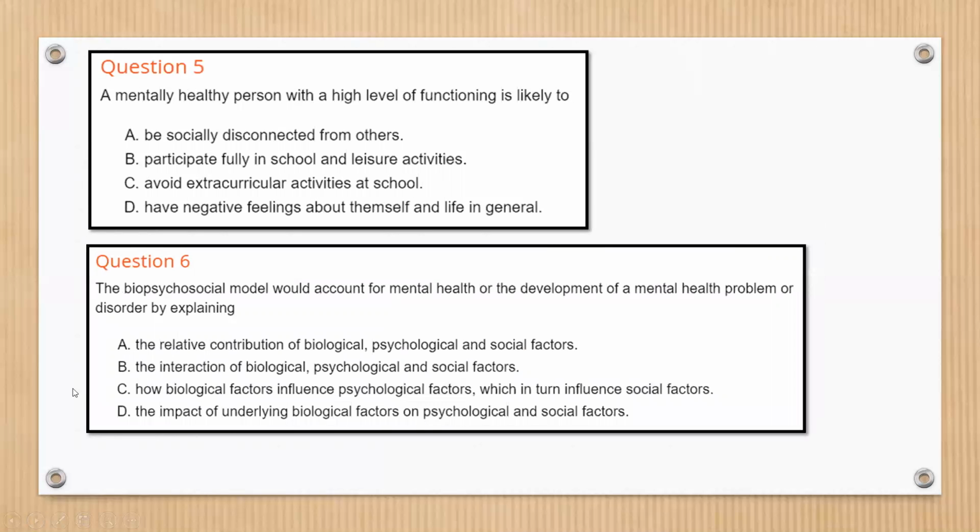Okay, moving along. So question 5, a mentally healthy person with a high level of functioning. So this is looking at the characteristics of mentally healthy people. So what does a high level of functioning mean? The best answer for this should be B, because someone who is mentally healthy, and specifically someone with a high level of functioning, we talked about them having higher levels of extracurricular activity participation. So they're more likely to be in some kind of extracurricular activity at school, like maybe debating or some leadership team or SRC or that kind of stuff.